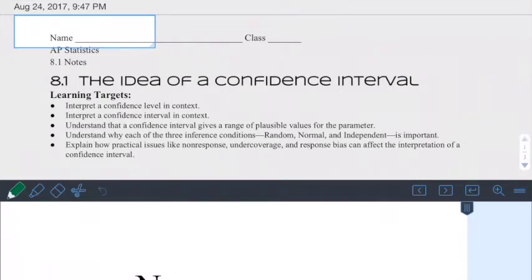We're going to be talking about confidence intervals for this whole chapter. The way this chapter is laid out is the first section is all about confidence intervals in general. The second section is about confidence intervals for proportions. And the third section is about confidence intervals for means.